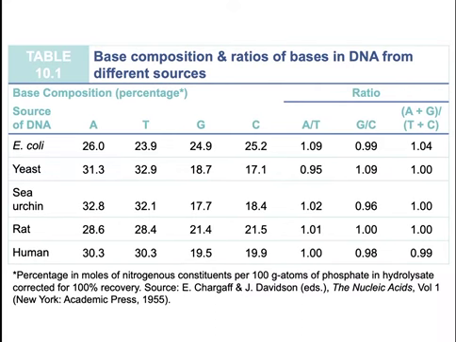Chargaff discovered that within each species there is some regularity in the ratios of bases. The amount of adenine is always equal to the amount of thymine, and the amount of guanine is always equal to the amount of cytosine. These findings became known as the Chargaff rules. However, the cause of these ratios between the bases was unknown at the time.